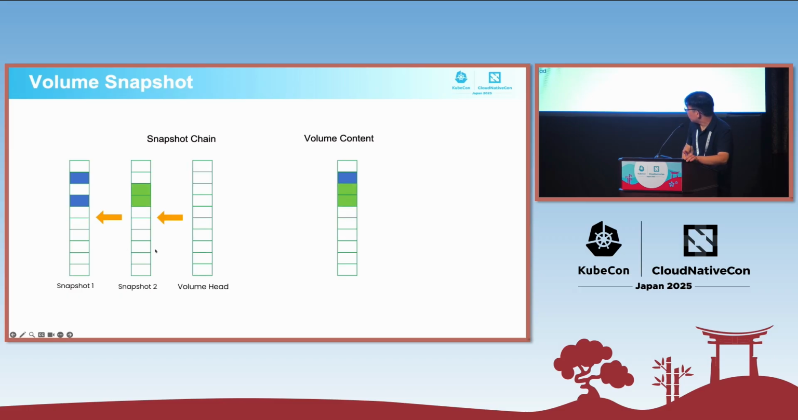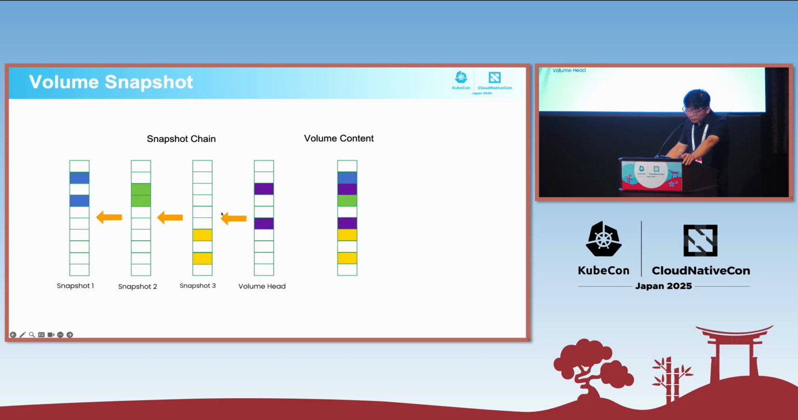So this becomes immutable, and the new volume head is created, and you take a snapshot and write data again. When you are going to read the data from the second block, Longhorn will read the data from snapshot 1. When you are going to read the data from the third block, Longhorn will read the data from the volume head. So overall, you will see the data like this.